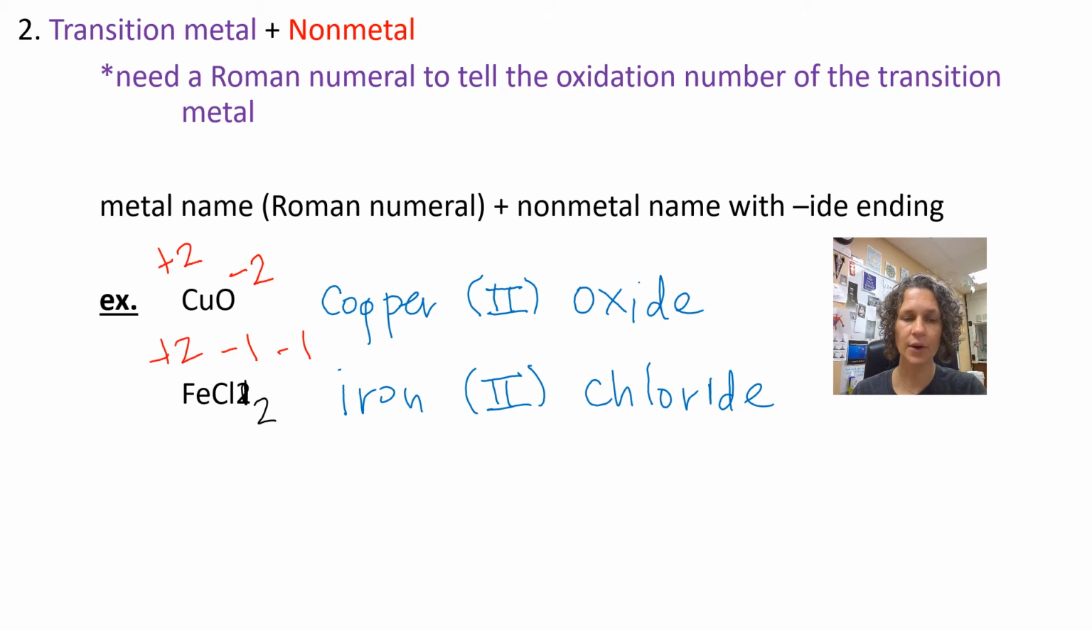Now, I don't have any examples of writing it the other way, writing the formula instead, but it works just the same way. The only thing that you have to remember is this Roman numeral applies to the metal that is in front of it. So that Roman numeral in that case is telling me, like I have written there already, that iron has a +2 charge.